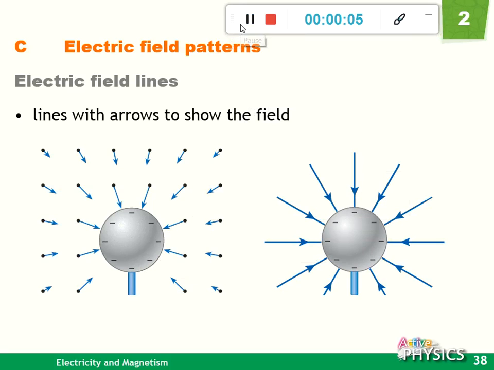Okay, page 35, electric field patterns. In the last part, part A and part B, we learned the meaning of electric field. Now in this session, we will focus on the pattern of it. Now, look at this one. Electric field lines. It means this.